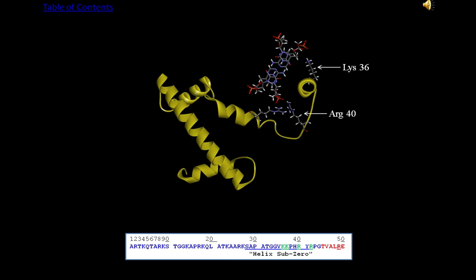Lysine 36 and arginine 40 from helix sub-0 and arginine 49 from helix 0 are so well situated with respect to binding electrostatically to the DNA in this model that it's hard for me to believe that they are there by mere coincidence. I'm strongly inclined to believe, therefore, that helix sub-0 is real and not merely a figment of my imagination or an act of wishful thinking.